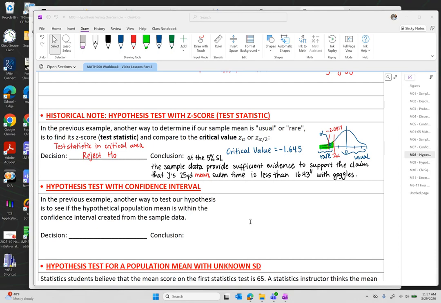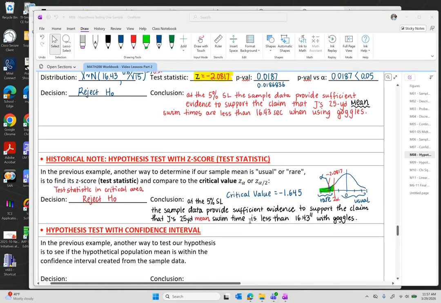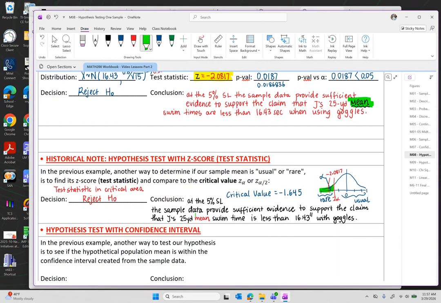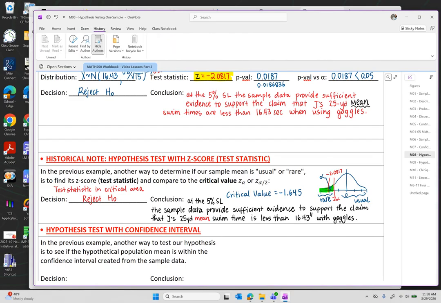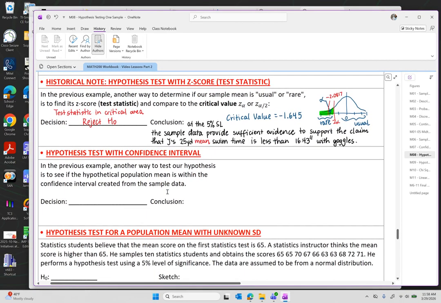I forgot to stress in my conclusion that we are referring to the mean swim time and not to any particular single swim time. So I corrected this up here in this conclusion earlier. I said that we are talking about Jeffrey's 25-yard mean swim times, and also I made sure that I added it here. So again, remember that in your conclusion, the variable of investigation is the mean swim time, and that's why we have the distribution of the sample mean being a normal distribution or approximately normal.